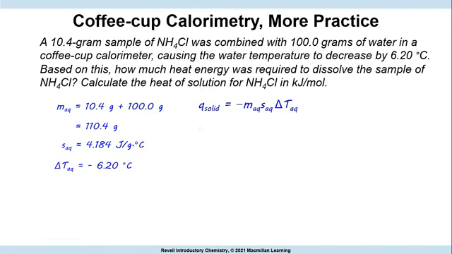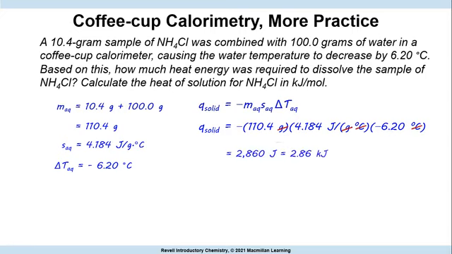So the heat here is given by substituting in this value. We cancel out the units that appear both at the bottom and the top. So the grams cancel with the grams, the degrees Celsius cancel with degrees Celsius, and we are left with joules. So that will give you a value of 2,860 joules. To convert from joules to kilojoules, you divide by 1,000. That is going to give you 2.86 kilojoules. Now you've calculated the heat of solution for this ammonium chloride in kilojoules.